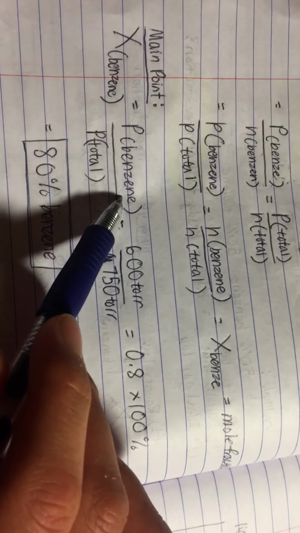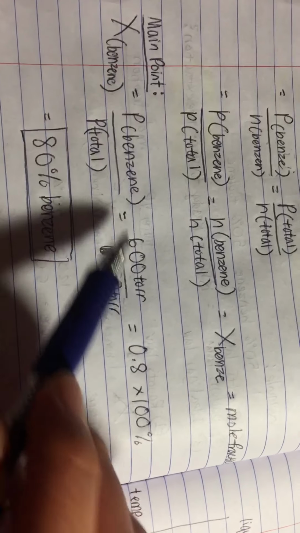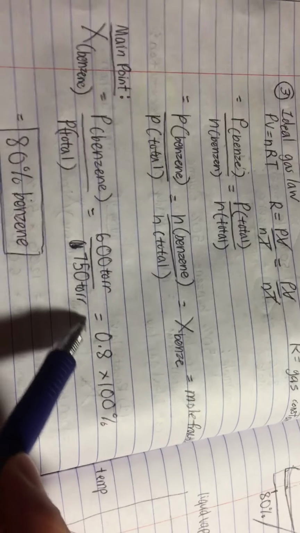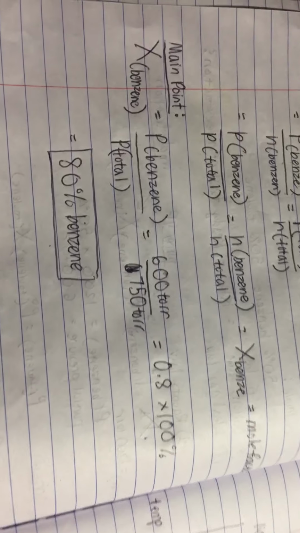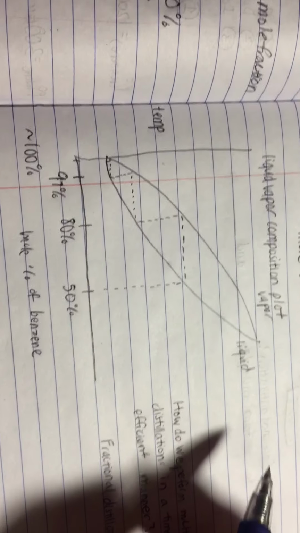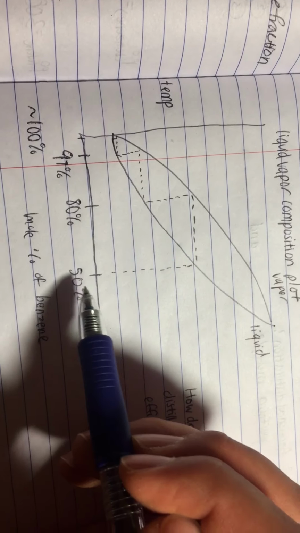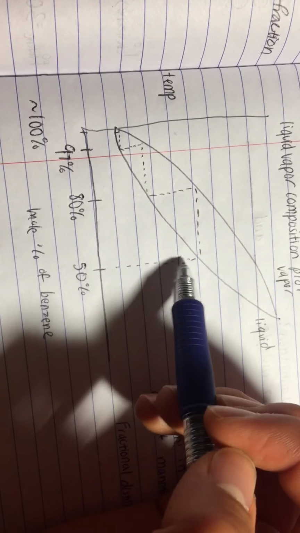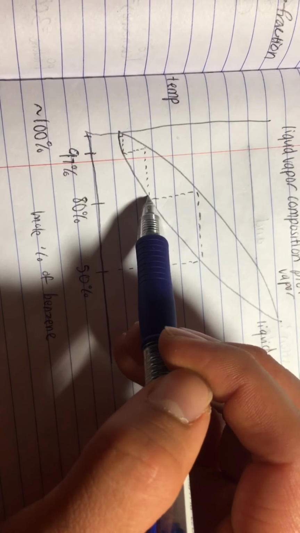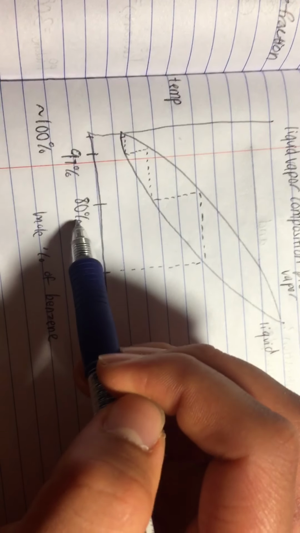So we're going to quickly put that into the equation. We knew the partial pressure for benzene was 600 torr, and we knew the total pressure, given from Dalton's law, was 750 torr, and we're going to get 0.8, and obviously we're going to times it by 100%. We're going to get 80% benzene. So if we look into a liquid vapor composition plot, we could see again that after putting it through simple distillation, we're going to get 50%, and then it's going to go to vapor, and it's going to condense back in the condensation tube, and we're going to get 80%.